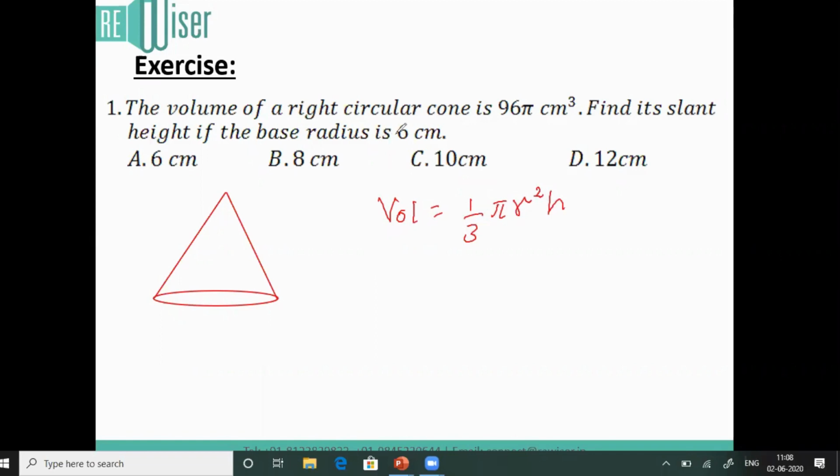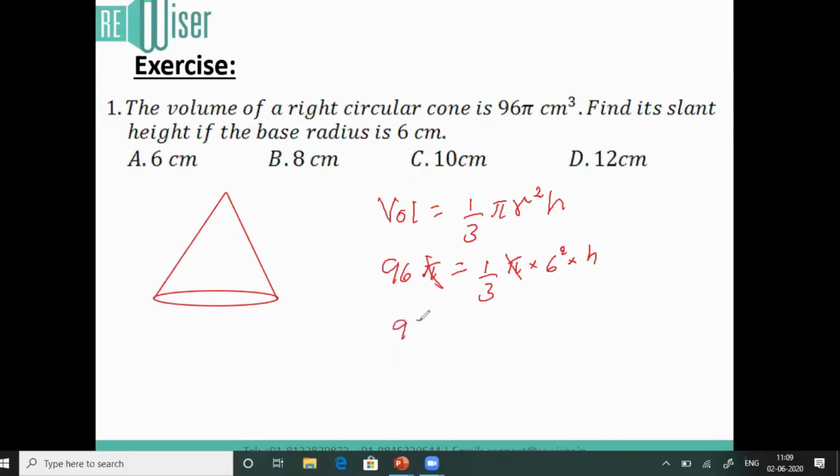So in this case, the radius is given and the height we need to find out. The volume is given as 96 pi, which equals 1/3 times pi times the radius, given as 6, squared, times h. So from here, pi and pi get cancelled out. 3 goes to the other side, 36 comes downside.